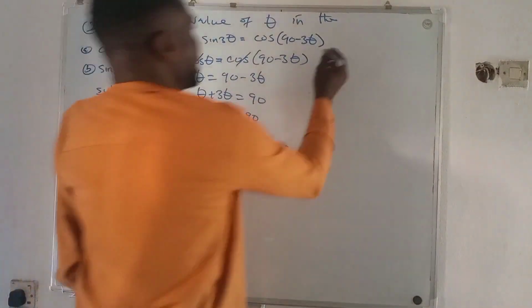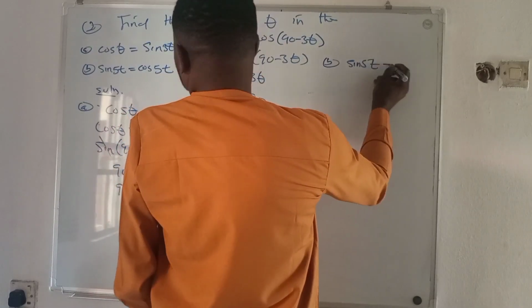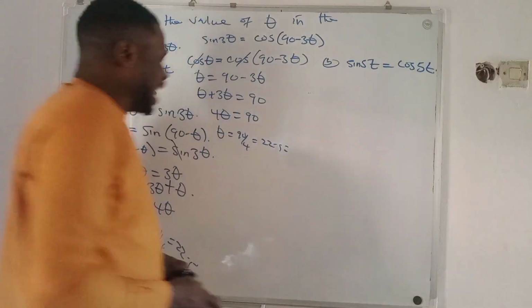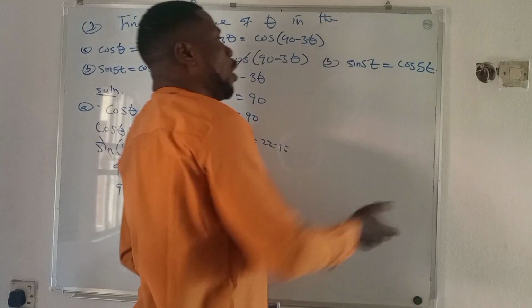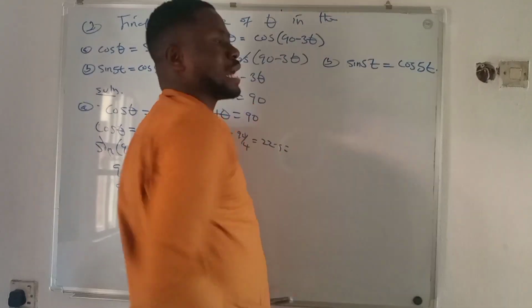The second question says sine 5t is equal to cos 5t. Again, the same thing. It's either you make everything sine, both at the left hand side and the right hand side, or you make both sides cos. Now I want to make both sides to be cos.